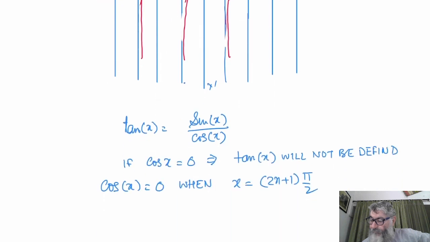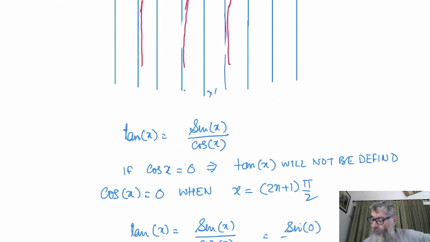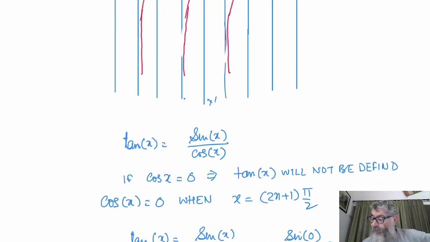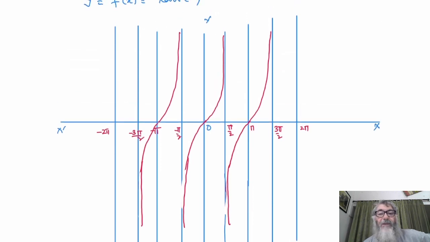And one more thing, tan x is equal to sin x upon cos x, and if I put 0, sin 0 is 0, but cos 0 is 1, so 0 upon 1 is 0. So when it is n pi, the tan will be 0.